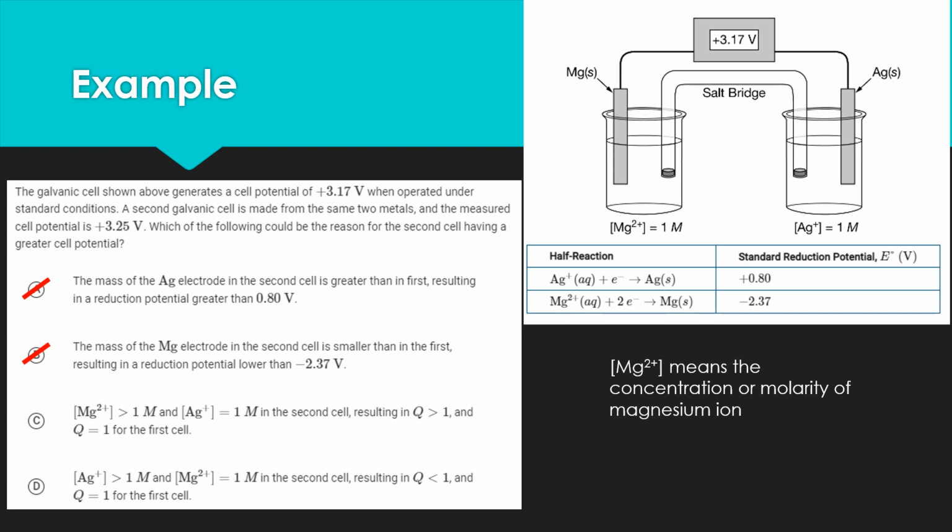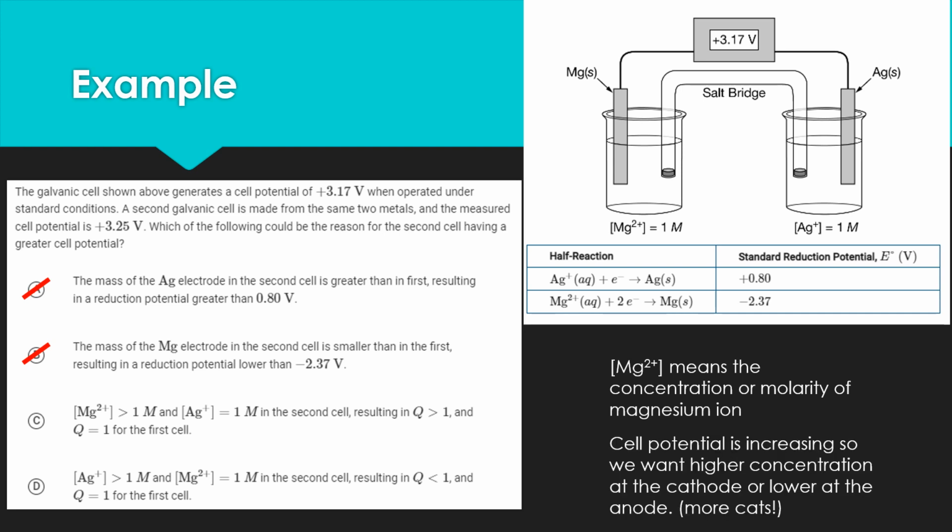So to be able to answer this, remember, we want the cell potential to increase. So we want higher concentration at the cathode or lower at the anode. Both of these answers, C and D, are showing a higher concentration. So we need to know which one of those is the cathode, so we know which one's increasing. We want more at the cathode, more cats. Okay, so we need to decide which one's the cathode.